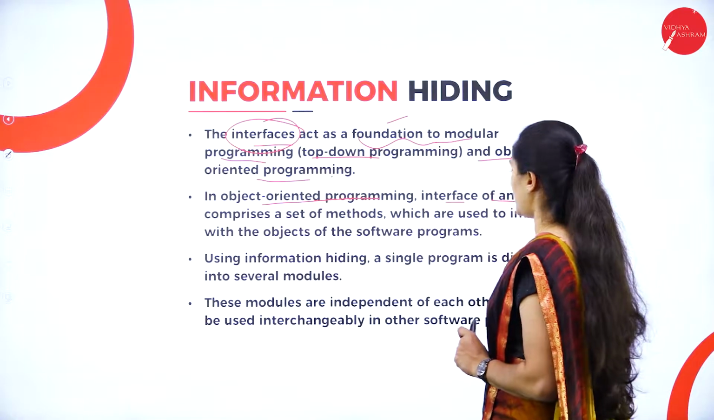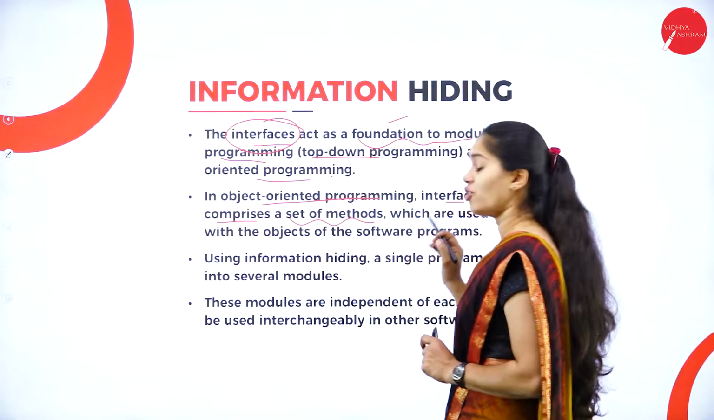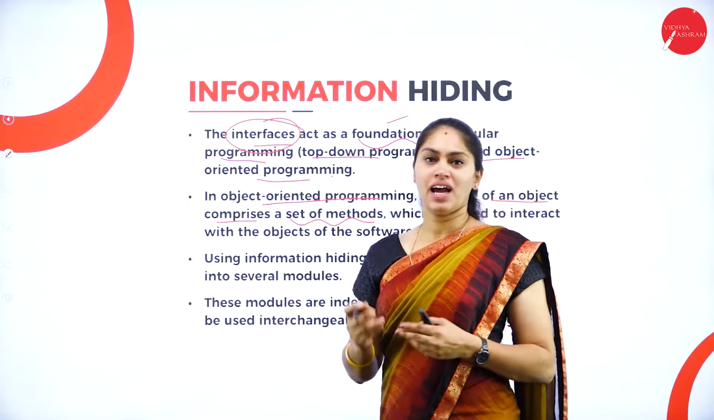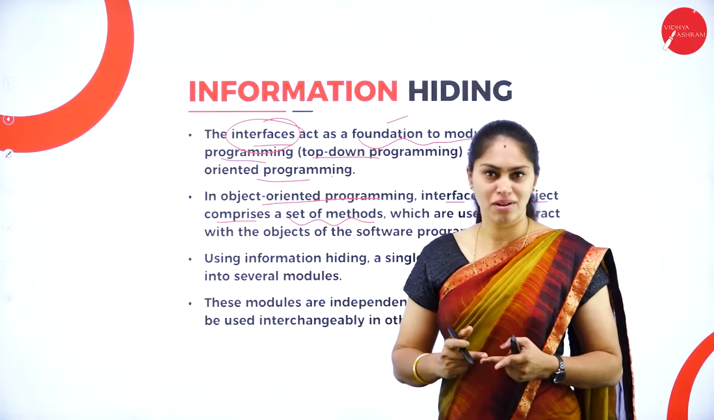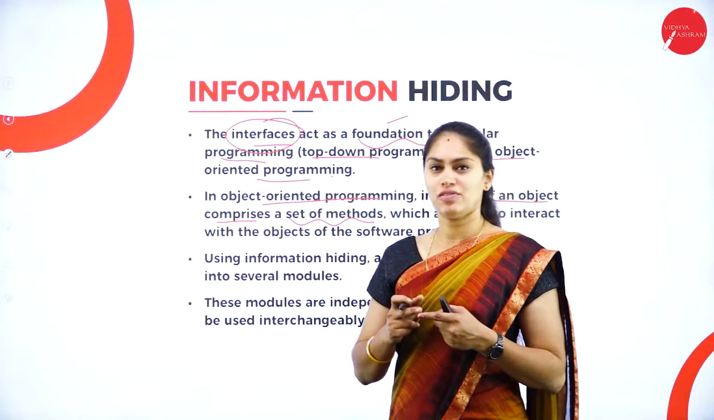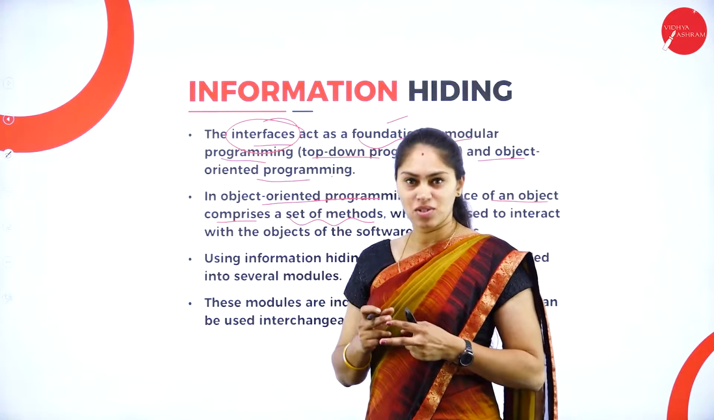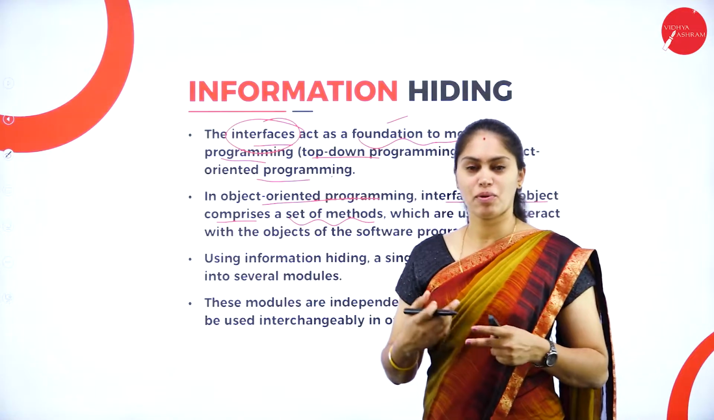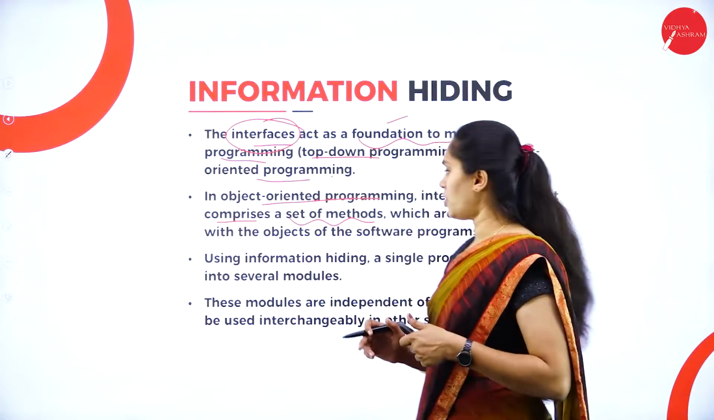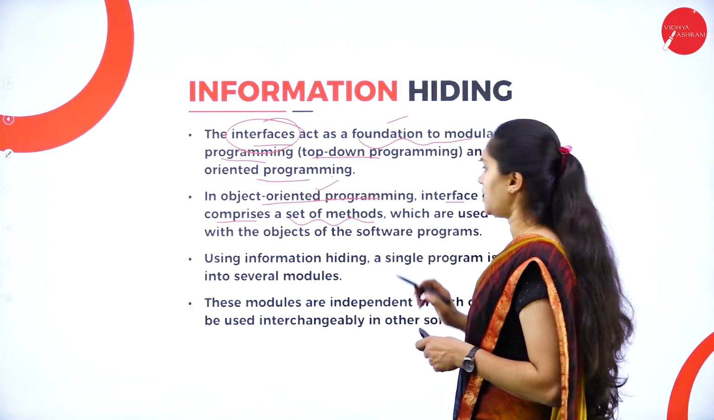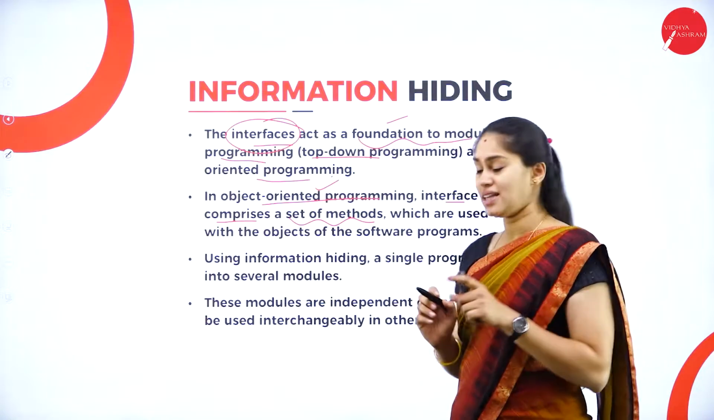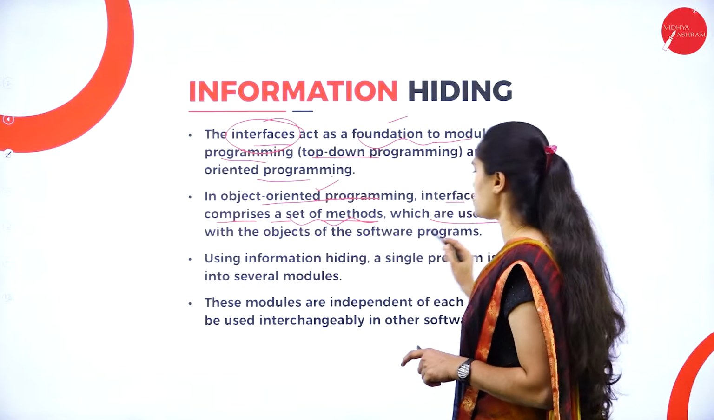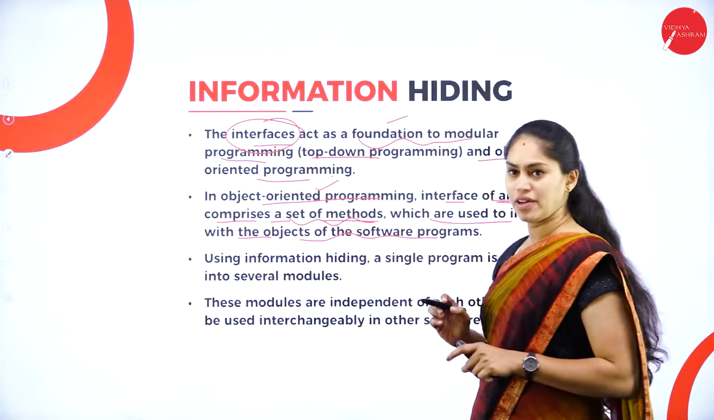Here, the interface of an object comprises a set of methods. If you consider the concept of classes and objects, there we have data members as well as member functions. Data members specify what kind of data it includes and what members we have. Member functions specify what functionality it performs on that data. That is what we have in object-oriented programming. When we use an interface, the object comprises a set of methods which are used to interact with the objects of the software program.